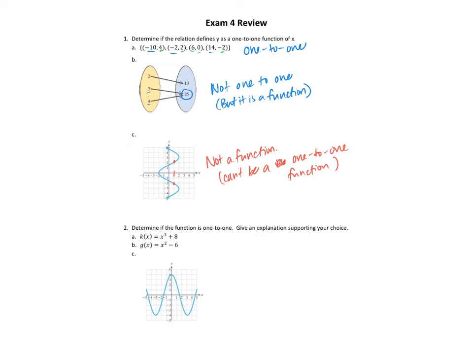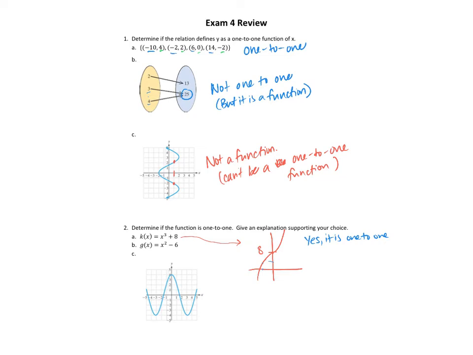The next one, I want to determine if the function is one-to-one and give an explanation supporting your choice. So first of all, let's look at k of x. If I wanted to draw a picture of x cubed plus 8, it's just going to look like the regular x cubed except shifted up 8 units. So it's going to look like this. And this is one-to-one, because each input has a unique output, and each output corresponds to only one input.